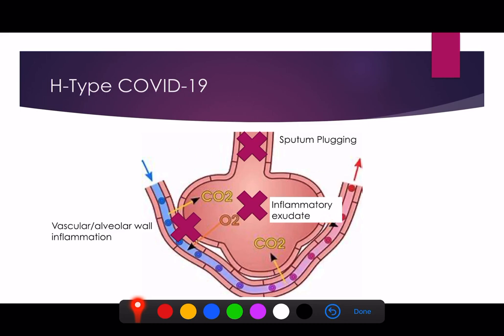So the treatment strategies that we need to employ to manage patients with H-type COVID are actually to do with trying to improve alveolar recruitment, removing the secretions from the alveolar and bronchial tree, and trying to reduce the amount of edema between the alveolar wall and the vascular endothelium, and therefore improving oxygen diffusion from inside the alveolus into the blood supply.